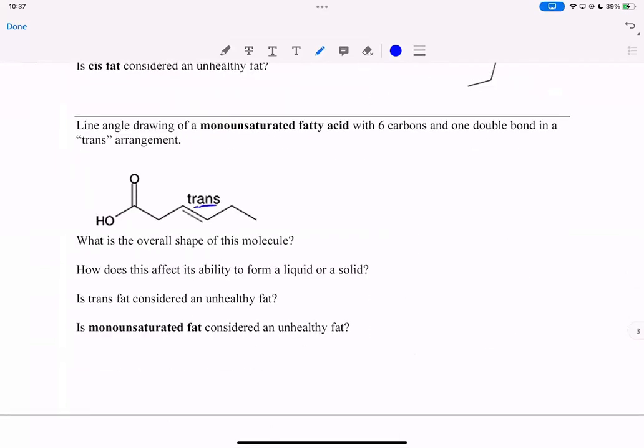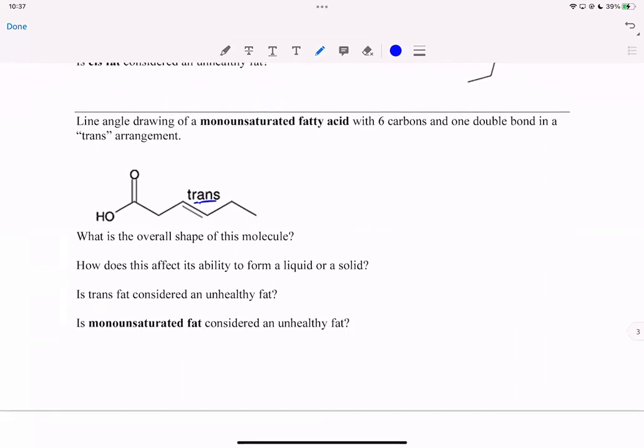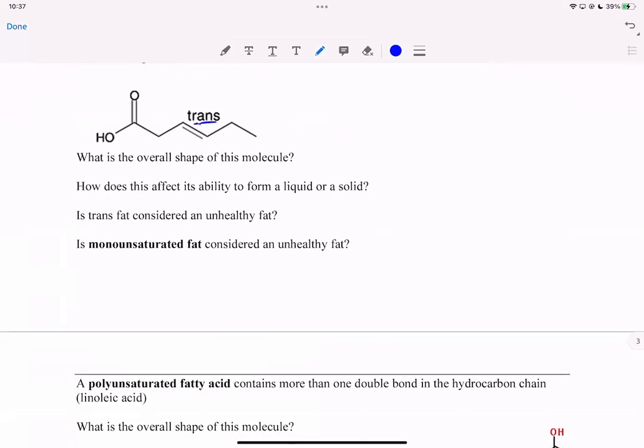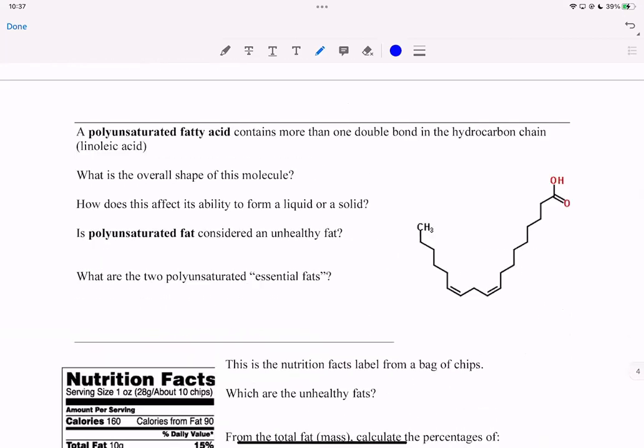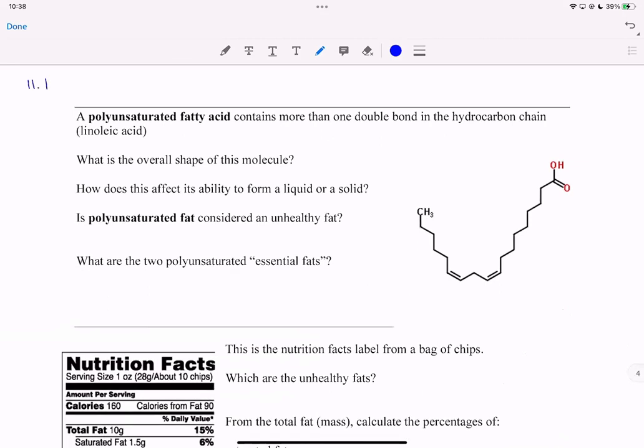I did want to bring up again that the trans monounsaturated fatty acid, that's the unhealthy one because the arrangement of the double bond is not bent, and that gives an overall straight shape. So we looked at that last time as how trans fats are usually indicated on a nutrition facts label because they're as unhealthy as saturated fats because of this. So now let's continue on. So this is the beginning of today's lecture. So this is 11.1 lecture, and this is the second page of the lecture worksheets.